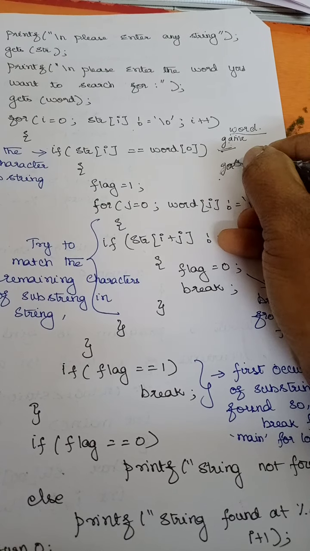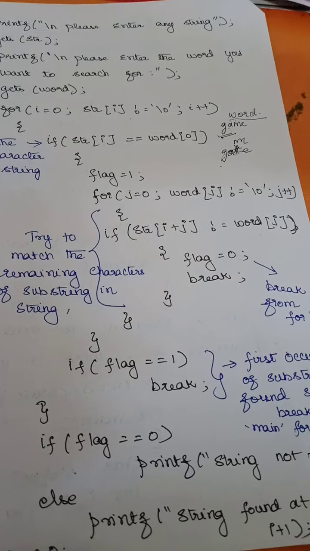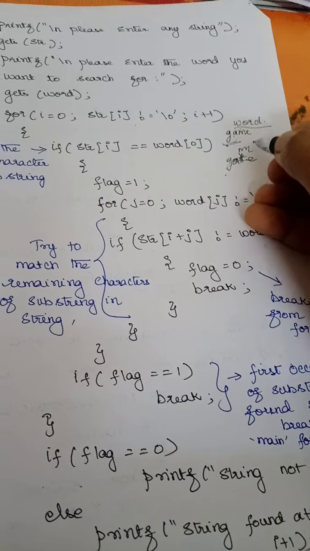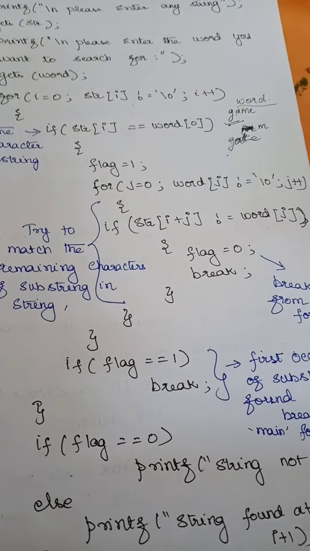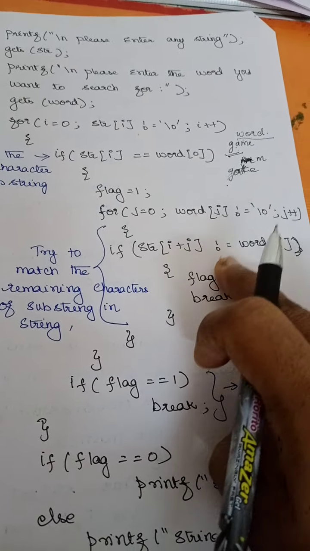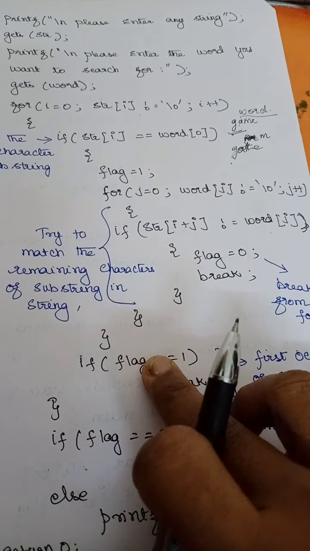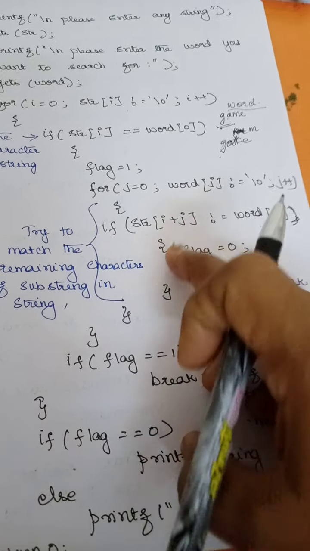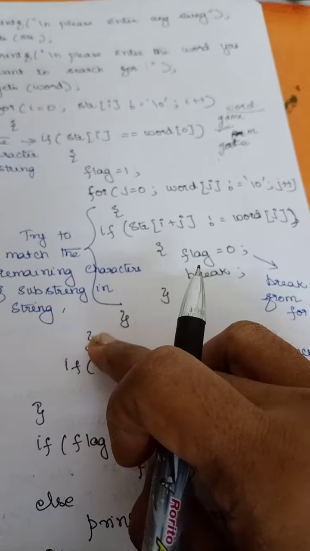Suppose instead of T, I have M. So now the entire string matches. Here it is G A M E, this is M, sorry. This is M, so G A M E. All the characters match, so this if will not be executed. If it is not executed, what happens? I will complete this for loop, and then here the if ends, here the for loop ends, and here this ends, right?